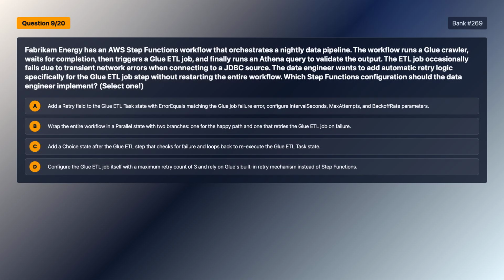Question 9. Fabricam Energy has an AWS Step Functions workflow that orchestrates a nightly data pipeline. The workflow runs a Glue crawler, waits for completion, then triggers a Glue ETL job, and finally runs an Athena query to validate the output. The ETL job occasionally fails due to transient network errors when connecting to a JDBC source. The data engineer wants to add automatic retry logic specifically for the Glue ETL job step without restarting the entire workflow. Which Step Functions configuration should the data engineer implement? Select 1. Review the answer choices on screen.